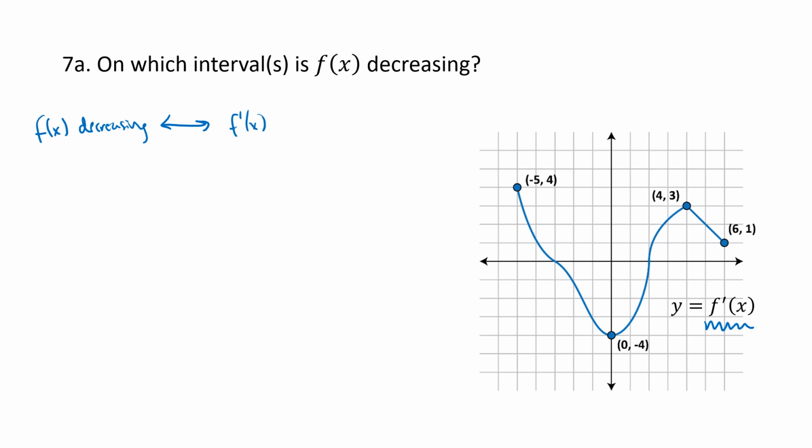So if f of x is decreasing, what we know is that means that f prime of x is negative. So the part of this graph that we're looking at is from here all the way through these negative y values over to here. So that's going to be from x equals -3 to x equals 2. Or in other words, in interval notation, -3 to 2.